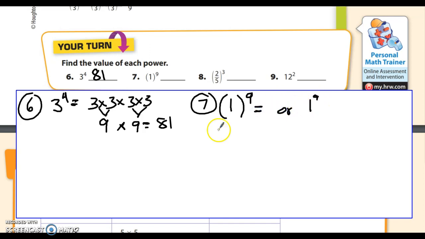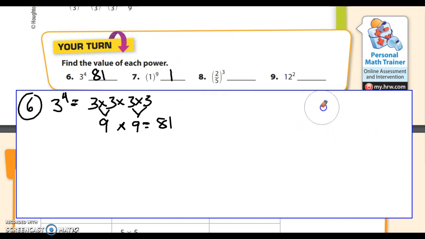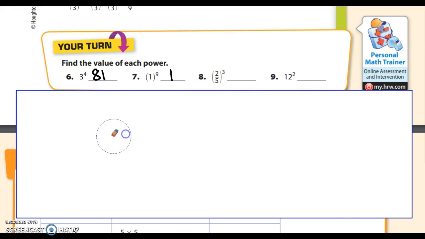They're really the same thing. Either way, what does that mean? It means 1 times 1 times 1 times 1 times 1 times 1. And I got to get 9 of those. 1, 2, 3, 4, 5, 6, 7, 8, 9. 1 times 1 times 1, a bunch of times. Well, 1 times 1 is 1, times 1 is 1, times 1 is 1. And I think I can stop there. 1 to the power of 9, the value is 1. Again, almost a trick question. It's not really a trick question, but it's easier than it looked.